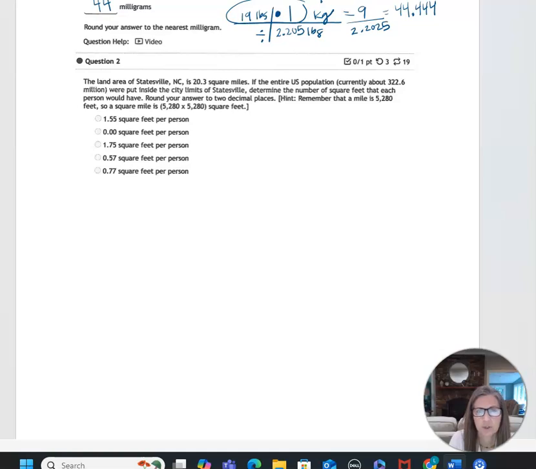Inside the city, determine the square feet. Okay, so I want square feet for my answer, but I was given square miles. So I need to convert miles to feet. Round your answer to 2 decimal places. Now, right here, they give you the information that you need.